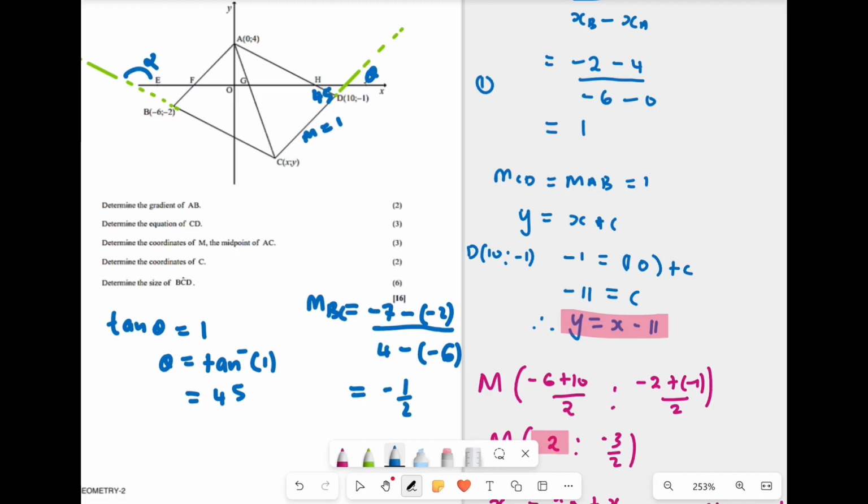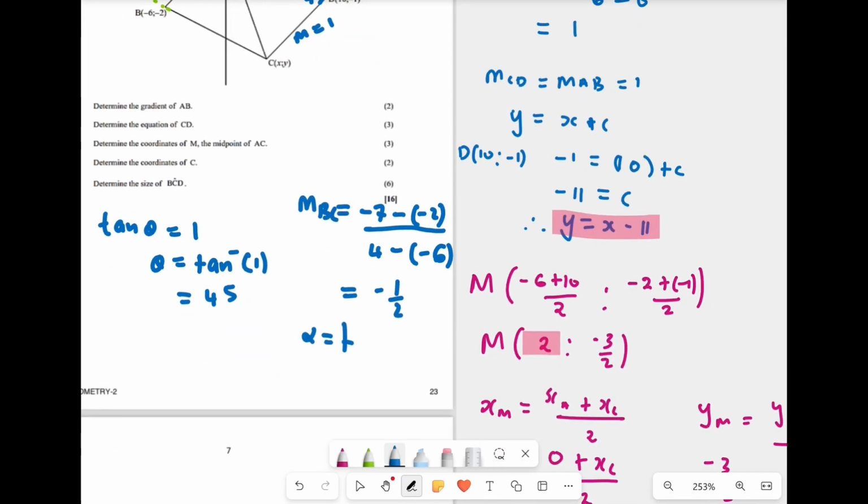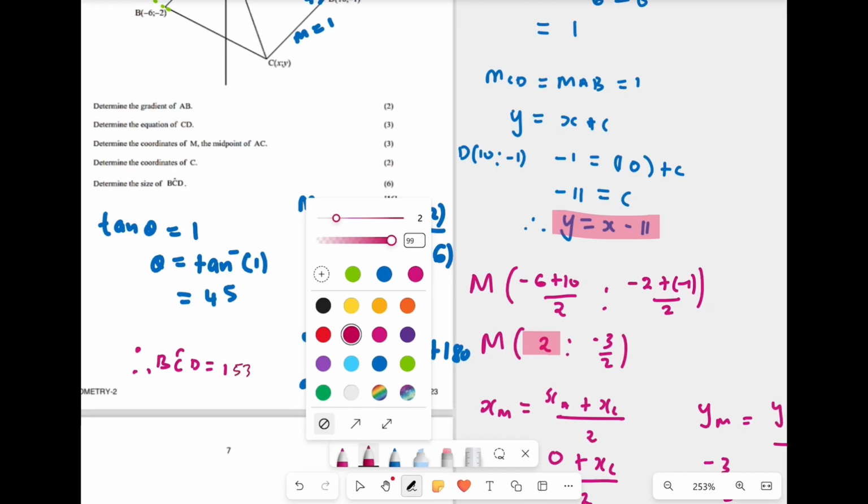And then we can find that angle alpha there. So our angle alpha will be, remember, if the gradient is -1 over 2, and then you just plus 180. So alpha will be, if I calculate it, I'm getting 153, it is 153.43 on the calculator. Now we can just say, therefore, the angle that we are looking for, BCD, is equal to 153.43 minus 45, which will give us 108.43. So the angle is 108.4.